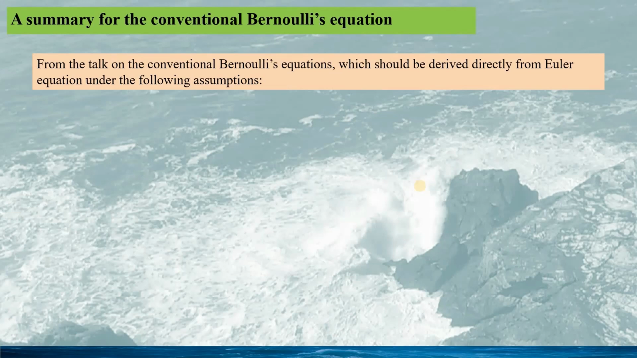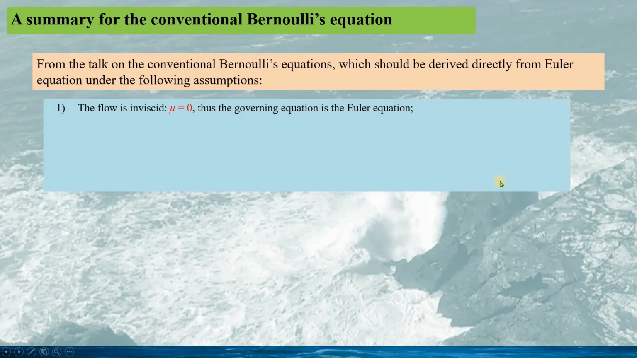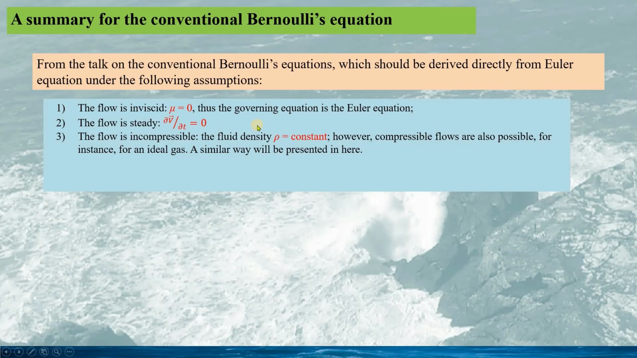Before the derivation of the Bernoulli's equation for potential flows, we would like to see the conventional Bernoulli's equation first, which can be derived directly from the Euler equation under the following assumptions. The flow is inviscid, therefore the governing equation is the Euler equation. The flow is steady, so the partial differentiation of the velocity vector with regard to time t is 0. The flow is incompressible, thus the fluid density ρ is constant.